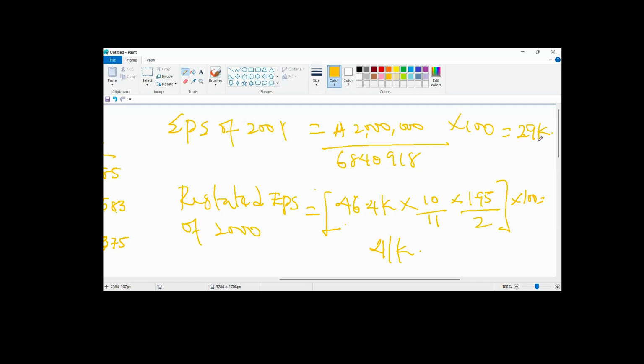No one issue that happened at the market price. You have bonus, you have rights. So the restated figure is not more than it. Next, any question?